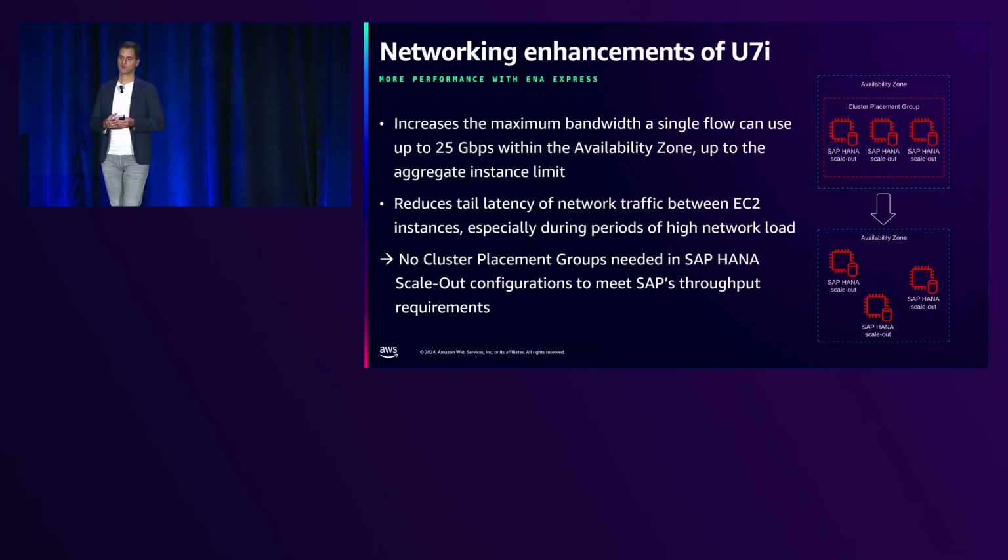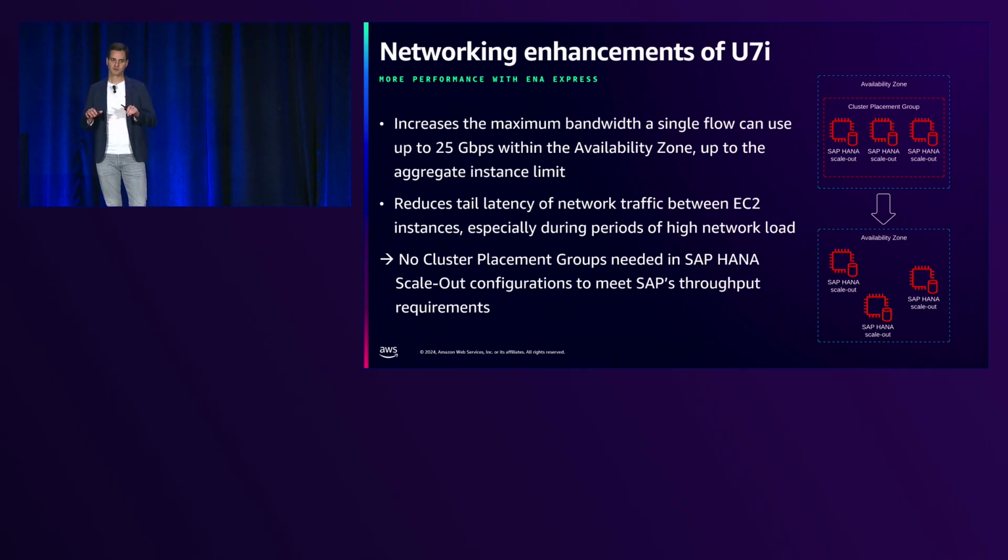The SRD protocol is a proprietary protocol and improves the inter-node communication and gives advantage through congestion control, multipathing, packet reordering, and much more directly on the Nitro card. ENA Express increases the maximum single flow bandwidth from 5 gigabits per second up to 25 gigabits per second, and can also improve the network performance and tail latency by 85%.